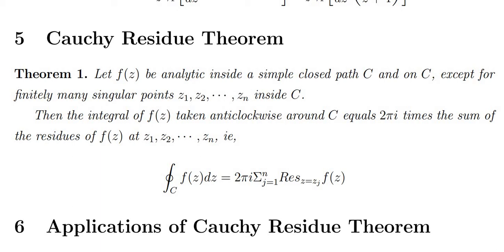Next, we go to the Cauchy residue theorem. Let f(z) be analytic inside a simple closed path C and on C, except for finitely many singular points z1, z2, etc. up to zn inside C. Then the integral of f(z) taken anti-clockwise around C is equal to 2πi times the sum of the residues of f(z) at these singularities. That is, the integral over C of f(z) dz equals 2πi times the sum over j = 1 to n of the residue at z = zj of f(z).